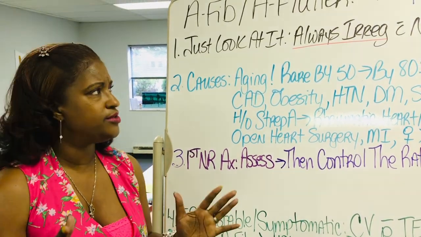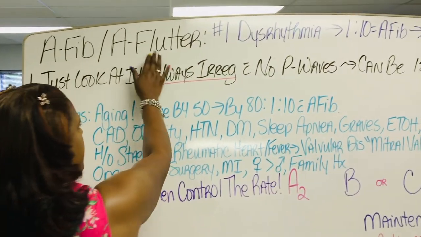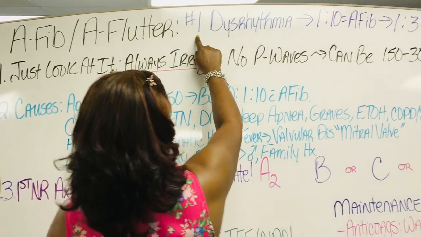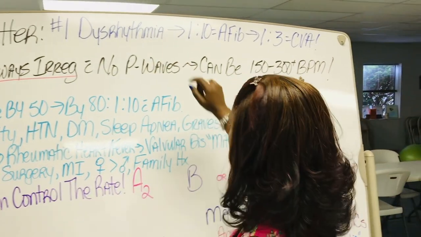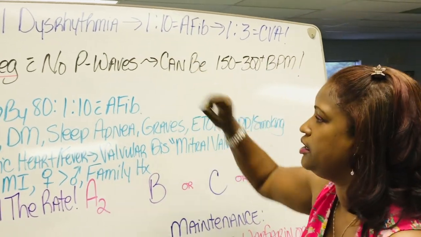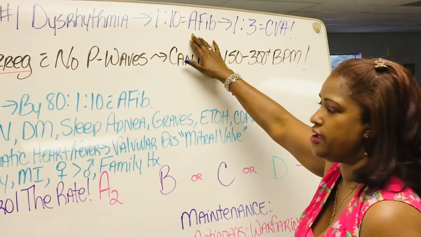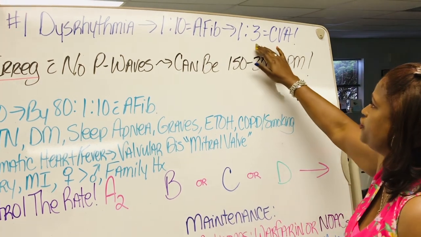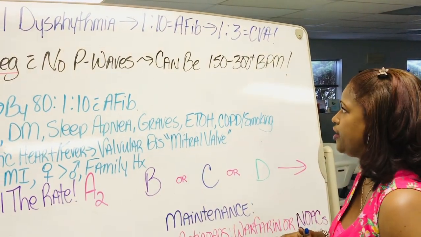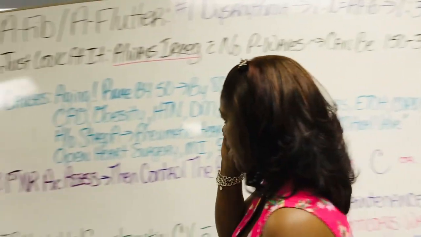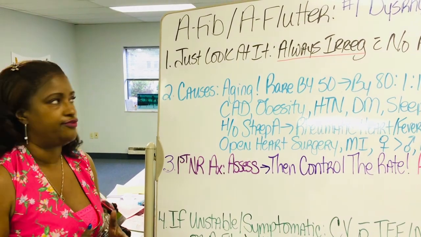And here's the deal. Watch this. This is really kind of interesting to me. When you look at A-Fib and A-Flutter, not only is it the most common dysrhythmia, as it turns out, 1 in 10 adults over the age of 70 have A-Fib, and 1 in 3 of those will have a stroke as a complication from their A-Fib. So you can only imagine how necessary it is for you to really know A-Fib and A-Flutter.